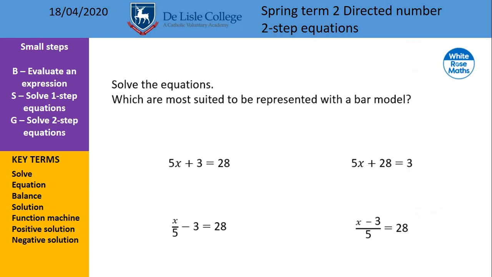Okay, next batch. So we've got 5x plus 3 equals 28, 5x plus 28 equals 3, and once again, I'd like you to have a go at these. Write down the question, and it's asking which are most suited to be represented with a bar model. So by all means, do a drawing of a bar model, solve them, get your answers for x each time, and then think, there's a couple of them that might be a little bit more tricky with the bar model, so is it perhaps not the best method to use for everything?